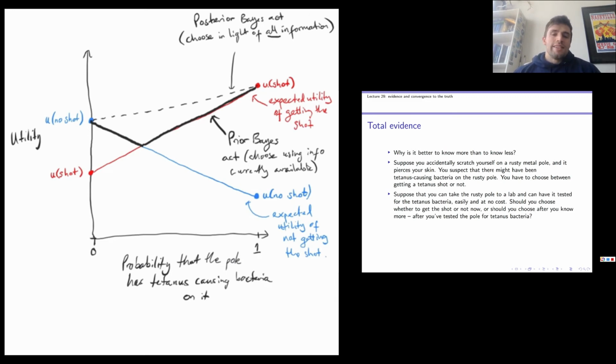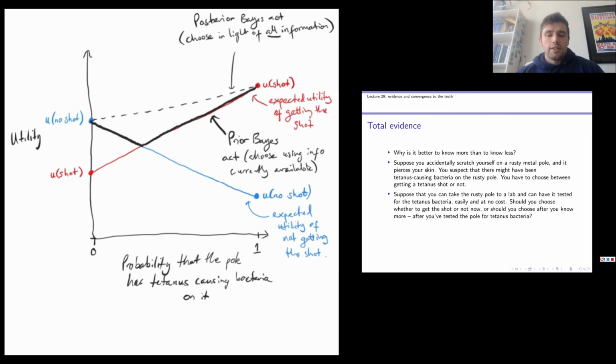Now, why this line corresponds to the case where you choose in light of new information isn't going to be important for us. That would take us a little bit beyond the scope of the course. But this is how you would graph the posterior Bayes act, and just knowing how you draw it on a graph like this will be all we'll need to know. So what have we got?